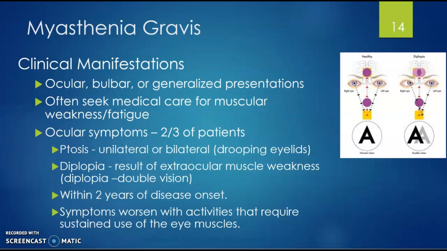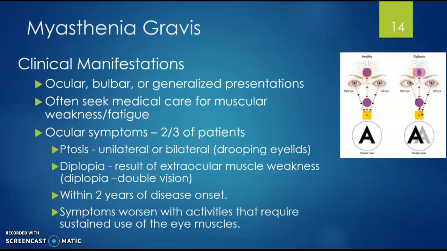Myasthenia gravis has several clinical manifestations. They can be ocular, bulbar, or generalized presentations. They often will come in first to the doctor's office, just saying they have overall muscular weakness and fatigue, can't seem to move, walk, or stand or do things like they normally did before, which goes along with so many of these diseases that, once again, they have to go through a trial and error to evaluate what muscular disease it can be.